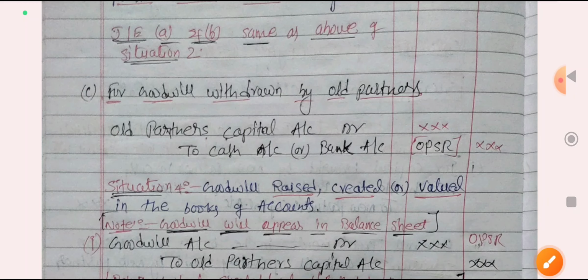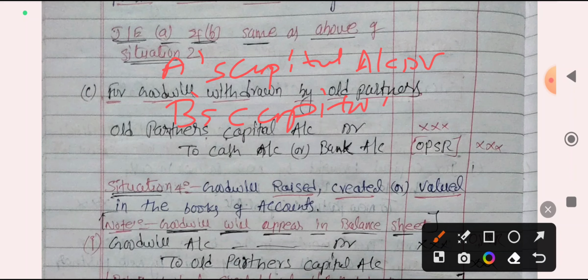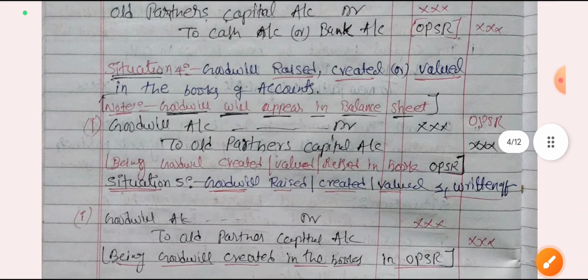As in the same example we discussed, A's capital account debit, B's capital account debit to cash or bank account, you will write. Okay, this will be the general entry.